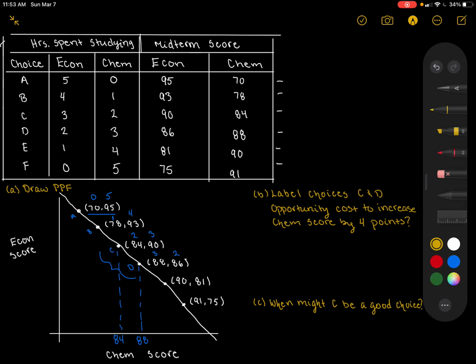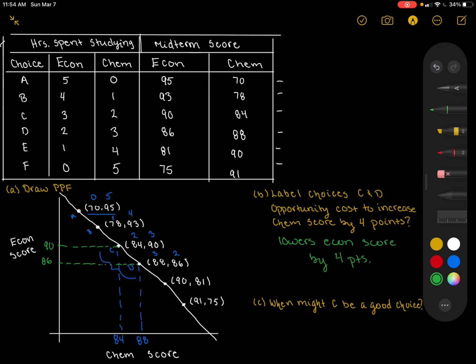But then coming over here and taking a look at what our econ scores were, and here we had an econ score of 90, but at choice D, and keep in mind that choice D was able to increase our chemistry score by 4 points, but choice D then also decreases our econ score by 4 points. So the opportunity cost to increase our chemistry score by 4 points is that they must now lose 4 points on our econ score. So this lowers our econ score by 4 points.